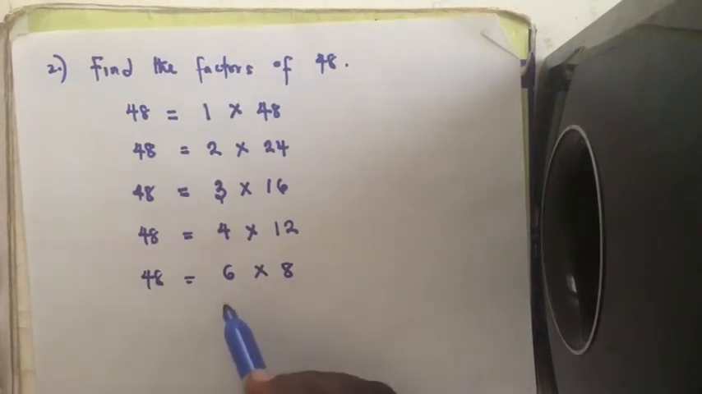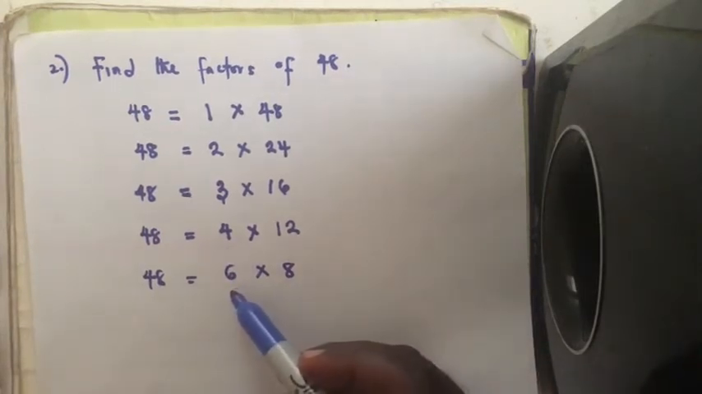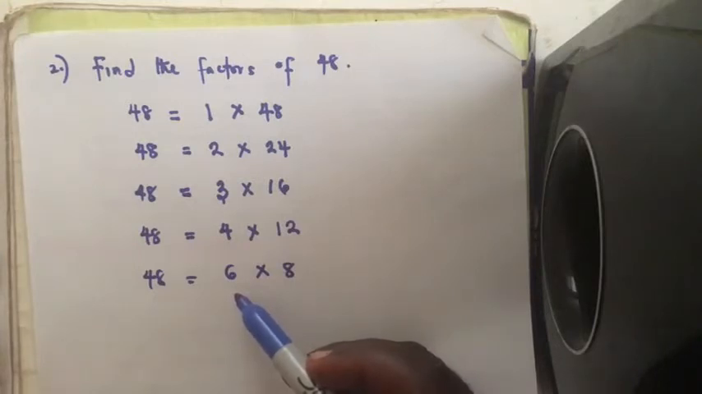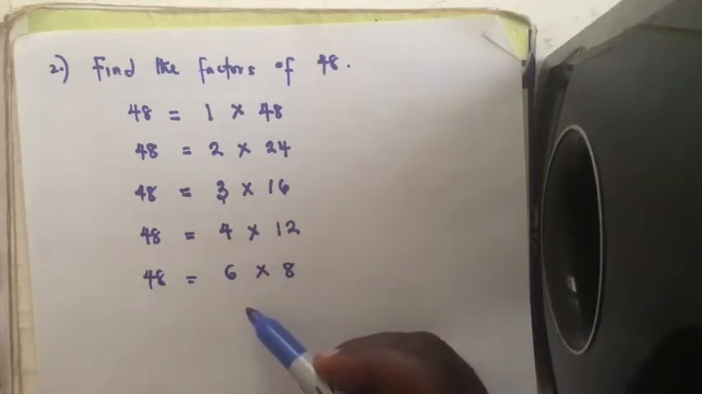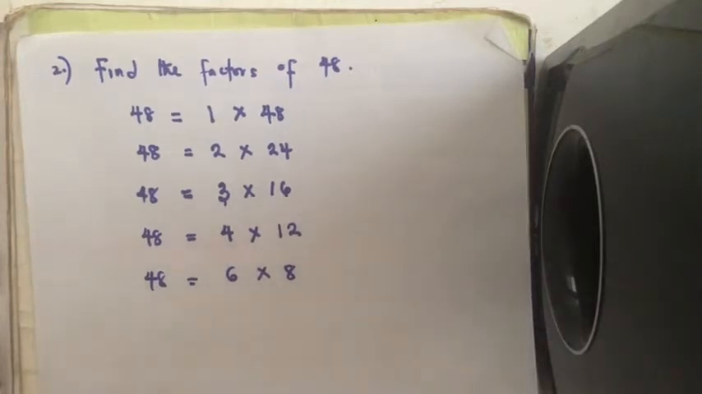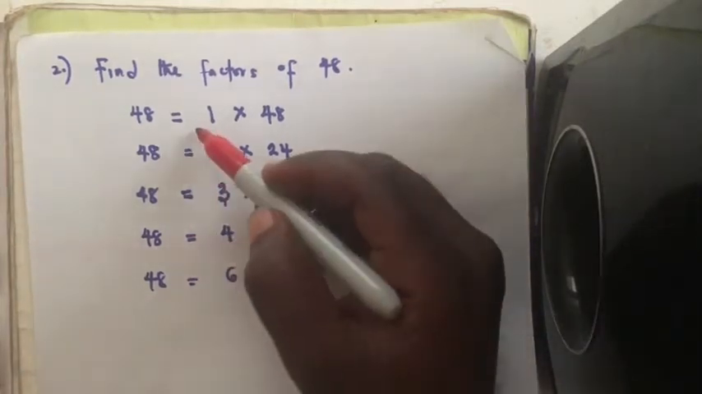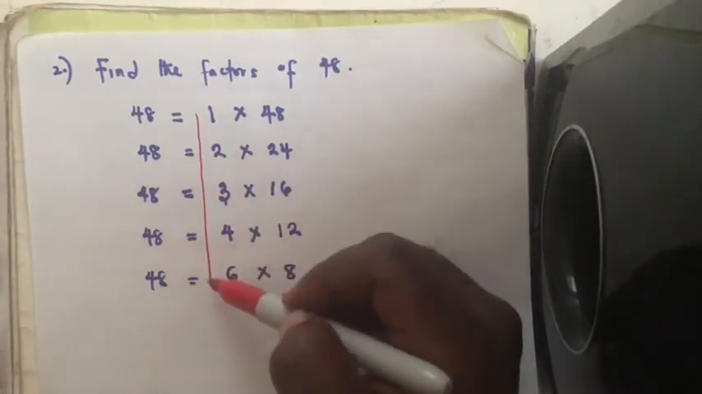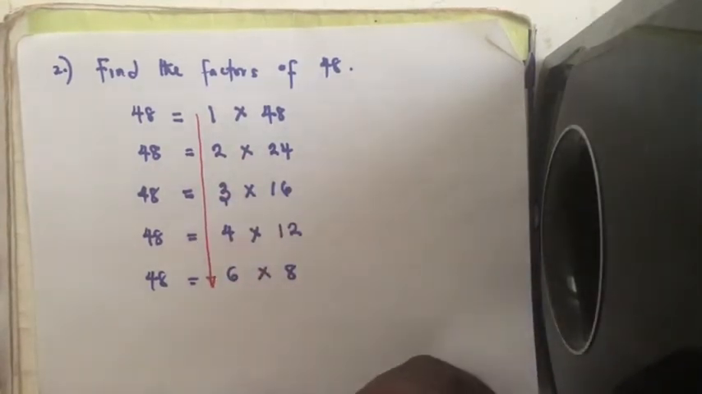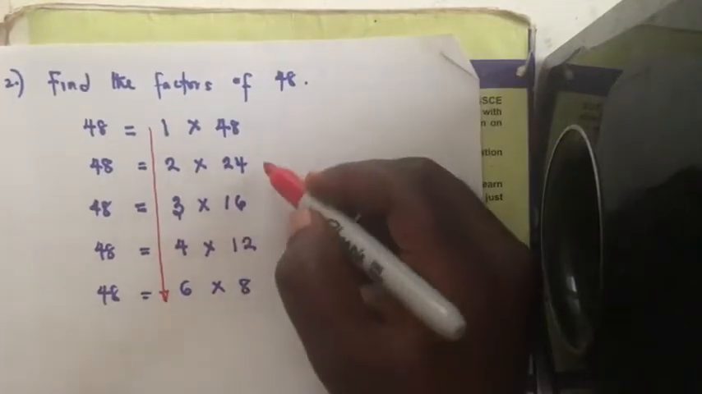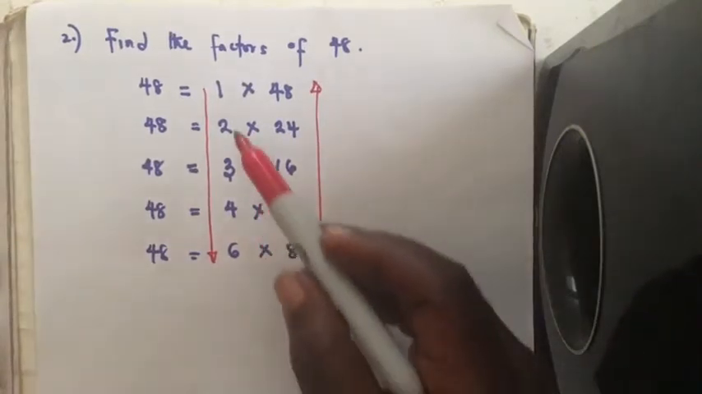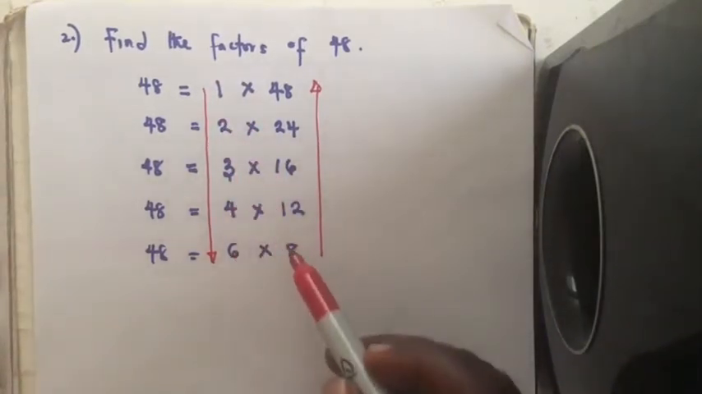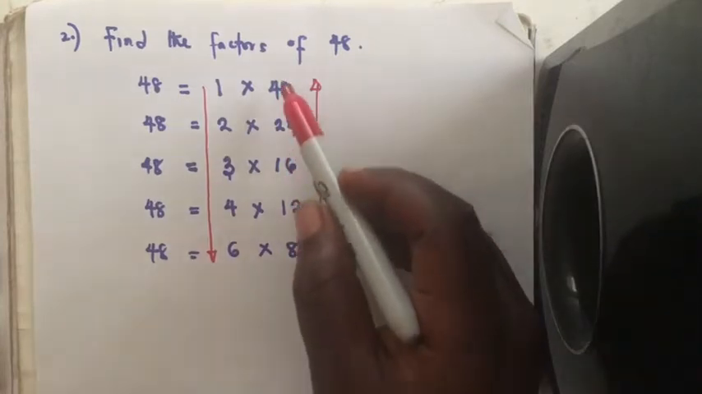Now after 6, what is the next digit? 7. 7 is not a factor of 48. 8 is also a factor, but because we've already written 6 times 8, we can't write 8 times 6 again, so it's not allowed. Now we have to draw the arrowhead with this one pointing downwards. Can you see that? Then this will point upwards. So the answers will be 1, 2, 3, 4, 6, 8, 12, 16, 24, 48.